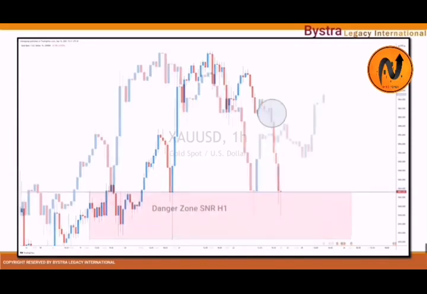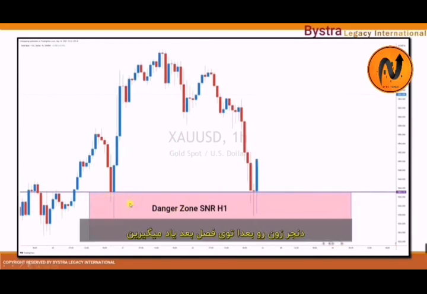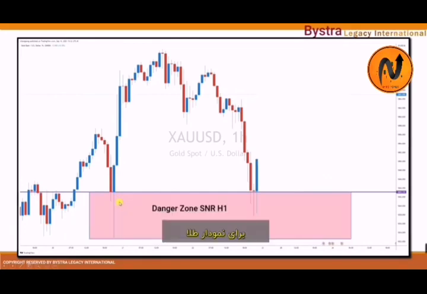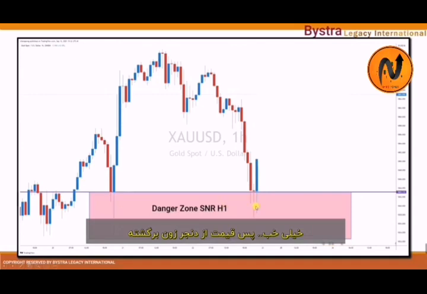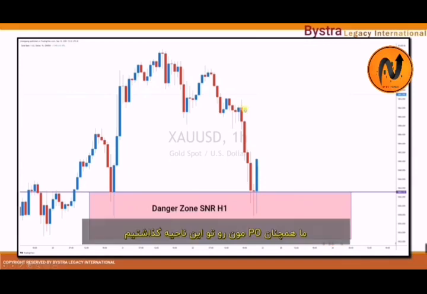Alright? But however, guys, we have to know that this price has reacted from the danger zone. Okay, this danger zone you will later on learn in the next session. On the next session you will learn about the danger zone. So I'm just going to show you about this danger zone, the H1 for the gold. Okay, so price has reacted from the danger zone. See, it hasn't reached our entry point. It hasn't reached our setup here yet. We still put our pending order in this area.